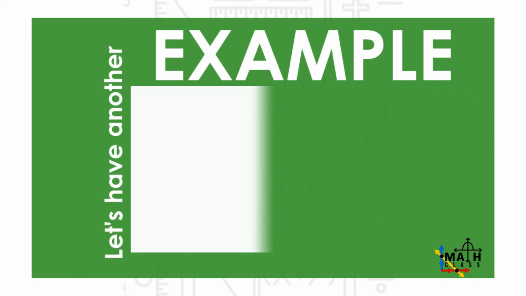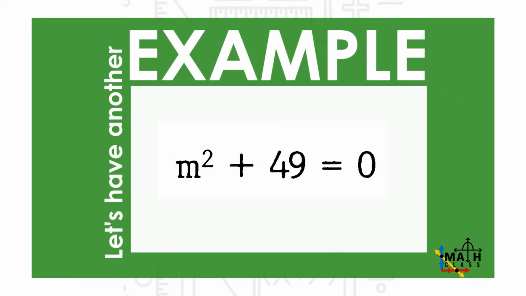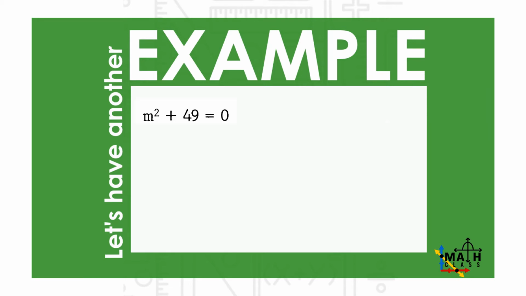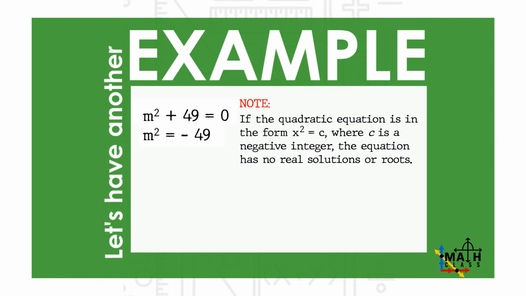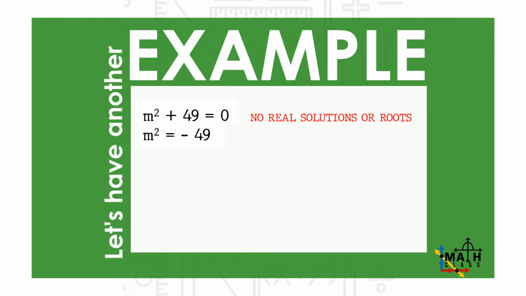Let's have another example. m squared plus 49 equals 0. Isolate the quadratic term. Then we obtain m squared is equal to negative 49. Take note that if the quadratic equation is in the form x squared equals c, where c is a negative integer, the equation has no real solutions or roots. Therefore, based on the given example, the equation has no real solutions or roots, because there is no real number that when squared gives negative 49.